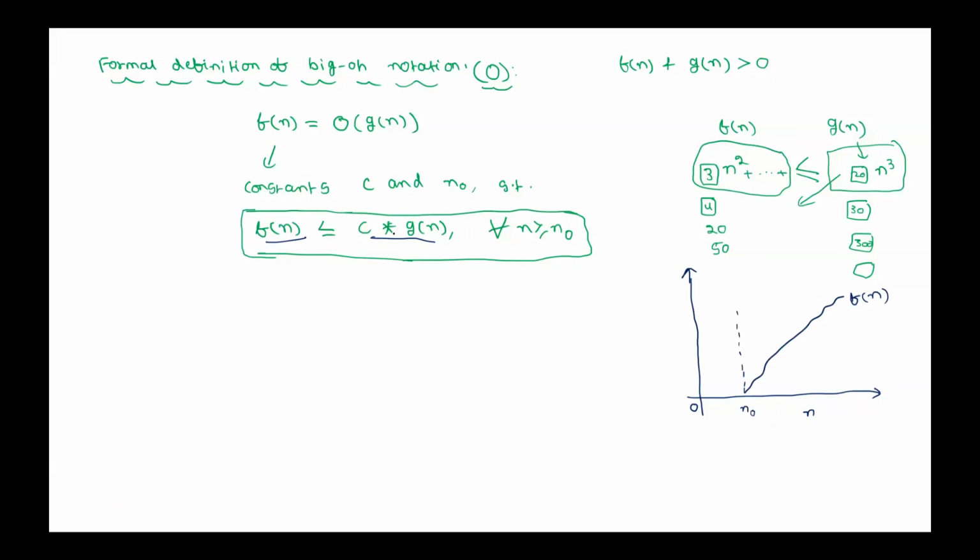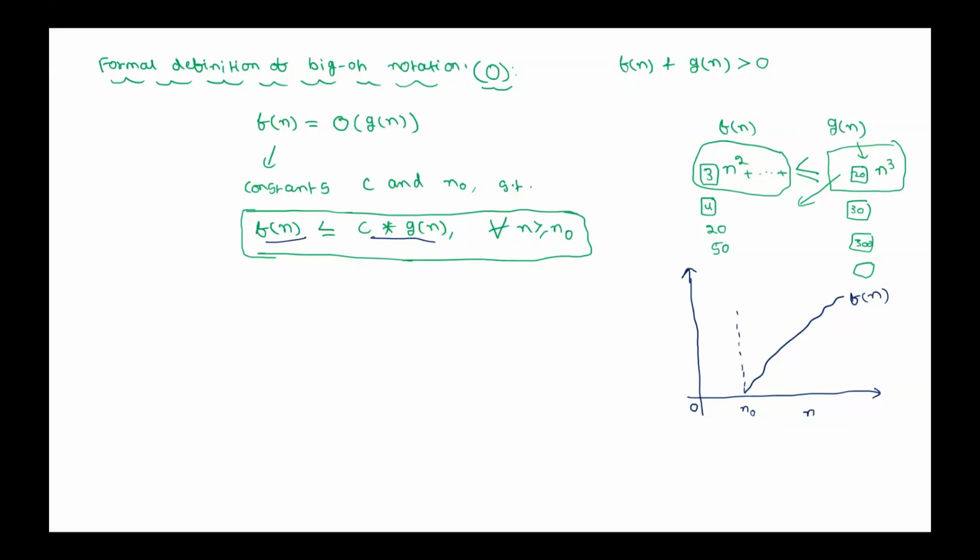What can we say about the numerical value of C into g of n? It may be lower before n naught, but later on it would be. What is the condition given here? The condition given here is from n naught. From n naught, what is the numerical value of C into g of n? Is it greater than or equal to f of n or not?